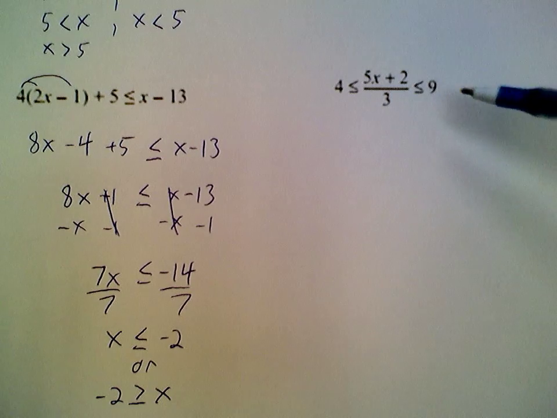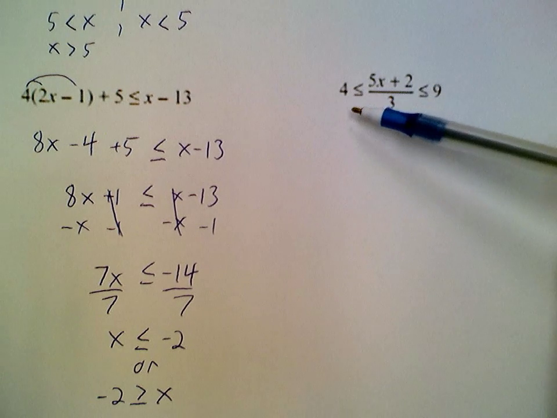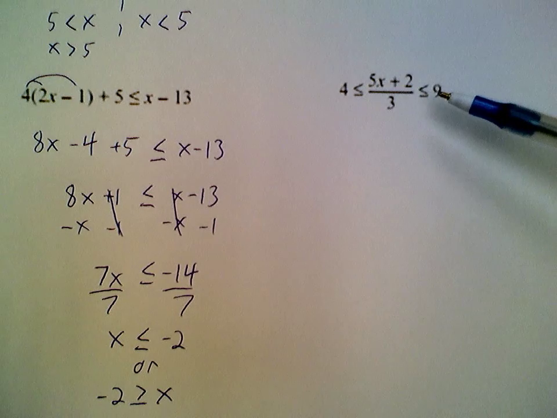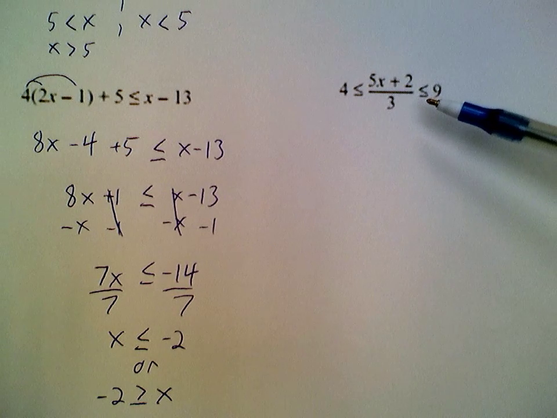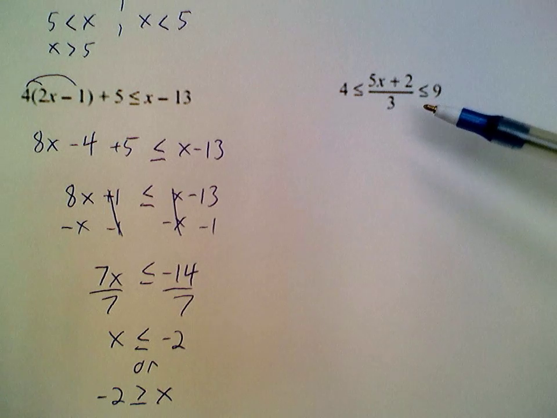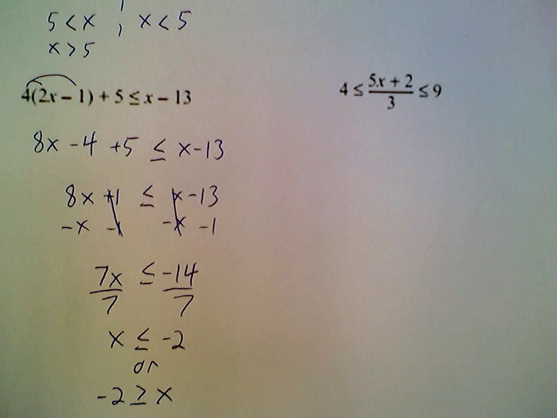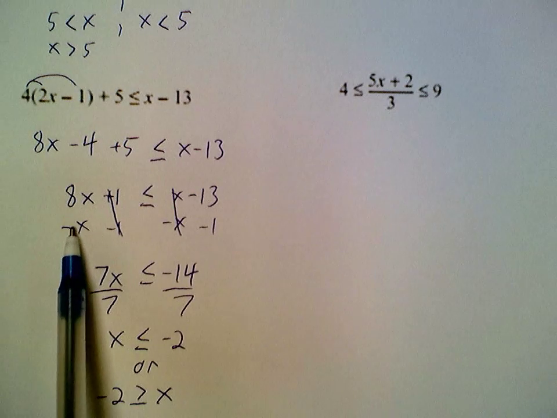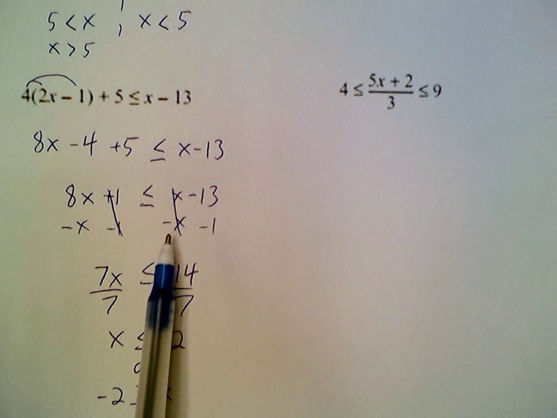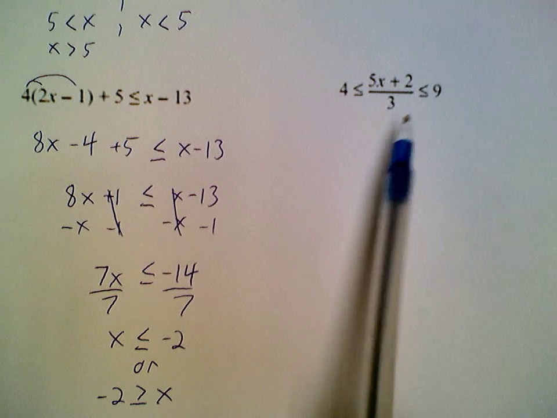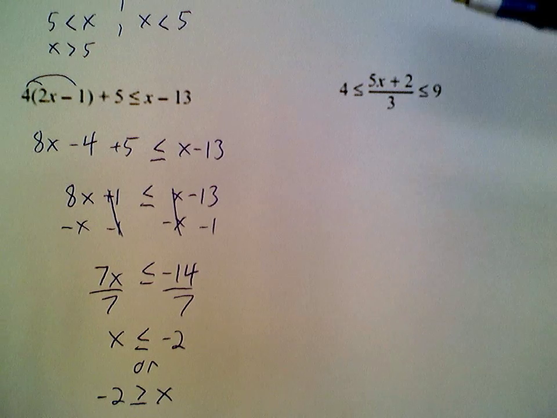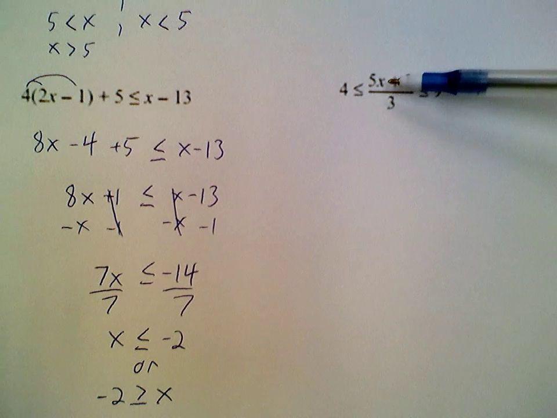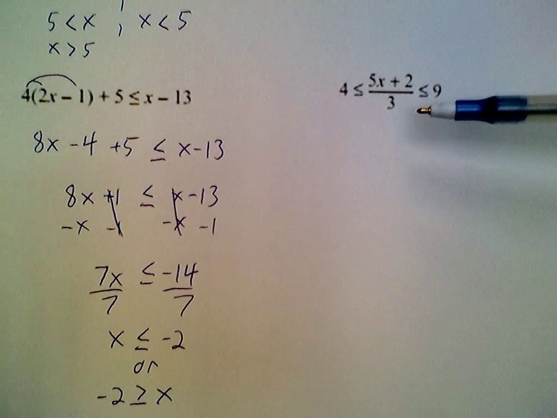This one's a little more complicated because it has 3 parts to it. I have 4 less than or equal to 5x plus 2, divided by 3 in the middle, which is less than or equal to 9. You know how when you solve an equation or an inequality that has two sides, whatever you do to one side, you have to do to the other side. So like over here, when I subtracted x from here, I had to subtract x from the right side. If there are 3 parts, whatever you do to one part, you have to do to all 3 parts. My goal is still just to isolate the x, get the x by itself. So I've got 3 operations I'm going to have to undo.